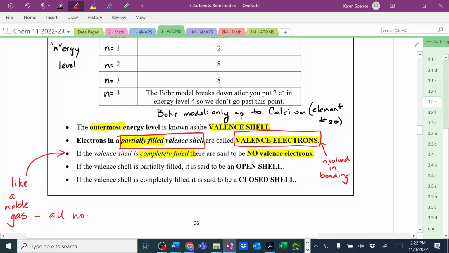Make it look like all noble gases have 0 valence electrons. A couple words that are probably new to you, but I'll wait until you're finished writing.